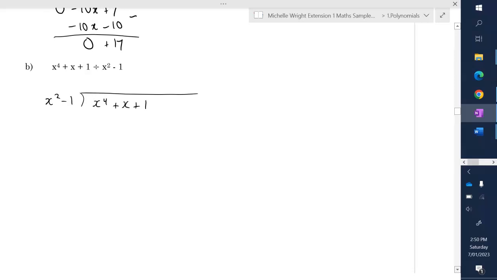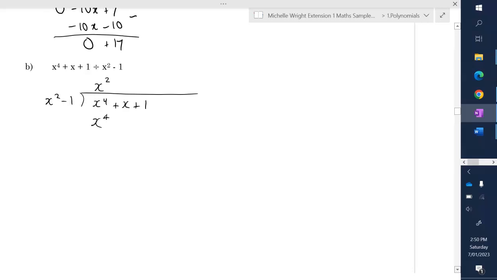Okay, so we're looking at dividing x squared minus 1 into this polynomial with the power of 4. So I need to get a term up the top here. Something times x squared gives me x to the power of 4. It's going to be x squared. So x squared times x squared is x to the power of 4.